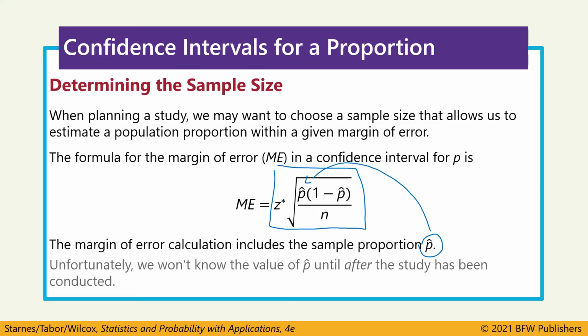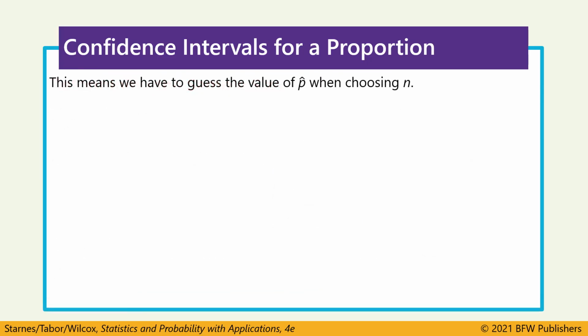Obviously, this includes the value of p hat in its calculation. And the issue is that most of the time, we don't know what p hat is until we actually take our sample. And what we're really trying to do is figure out how many people to sample, so we haven't taken our sample yet. So in situations like that one, we kind of have to guess what p hat is, and there's two ways that we can go about this.